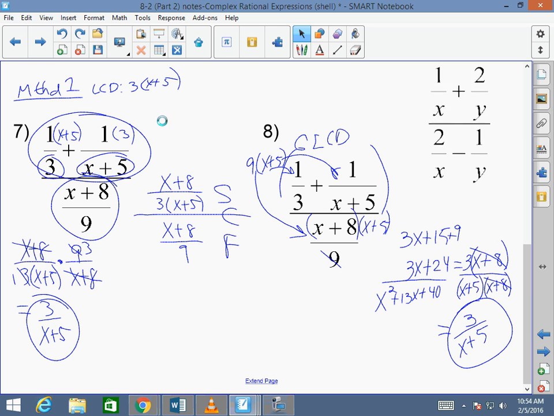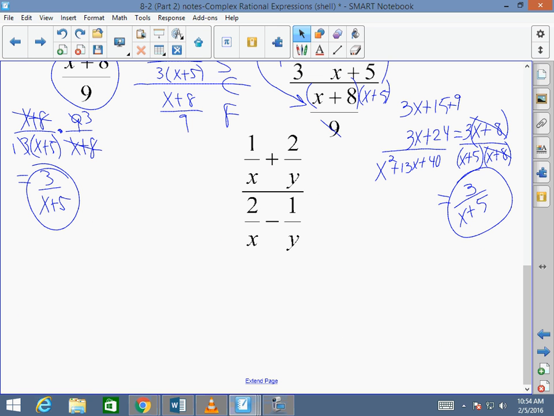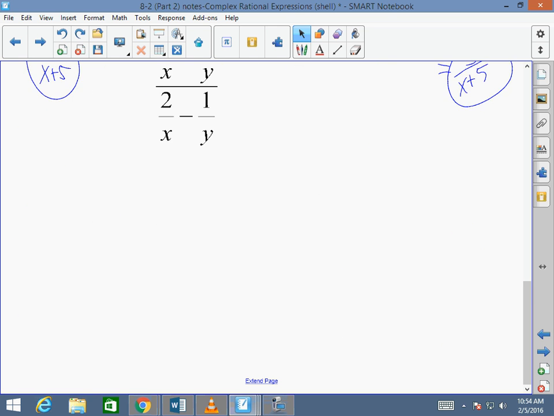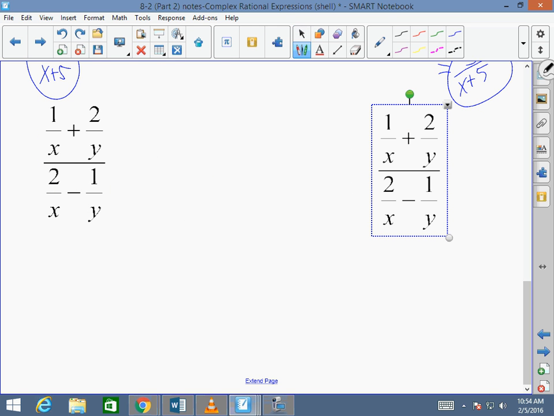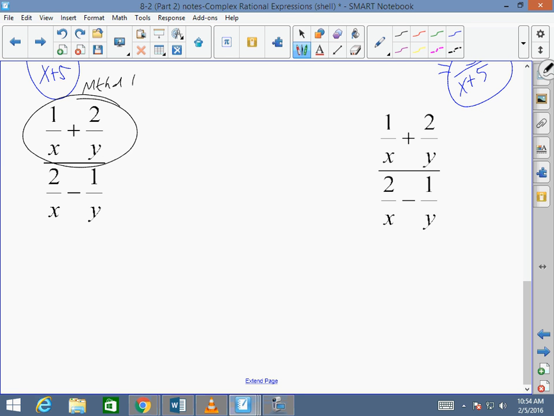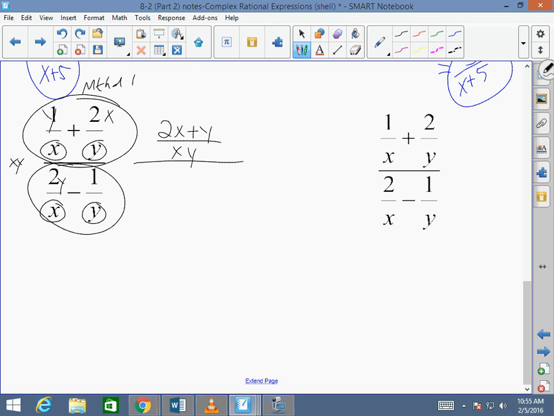And then last but not least, I got this guy right here. Let's go ahead and split this guy up. Okay, method 1. What's my LCD up here? XY. So what do I need to multiply here? A y. And here? An x. So I've got 2x plus y over xy. That's my numerator. What's the LCD here? XY. So what do I need to multiply here? A y. And here? An x. So it's 2x. No. 2y minus x over xy.